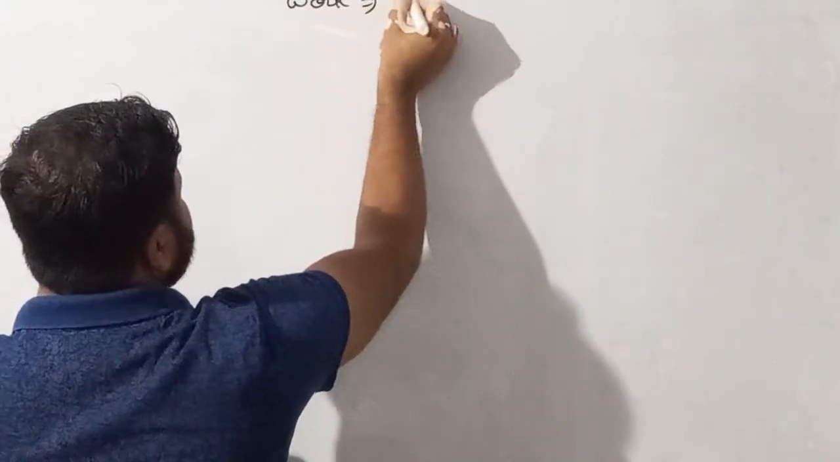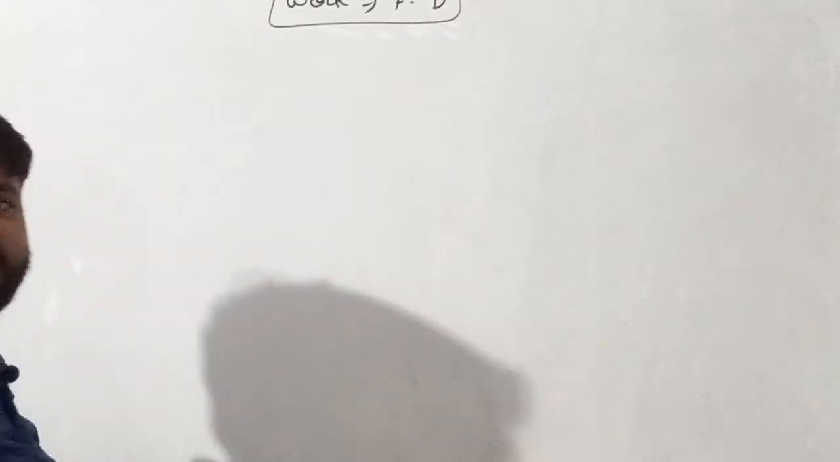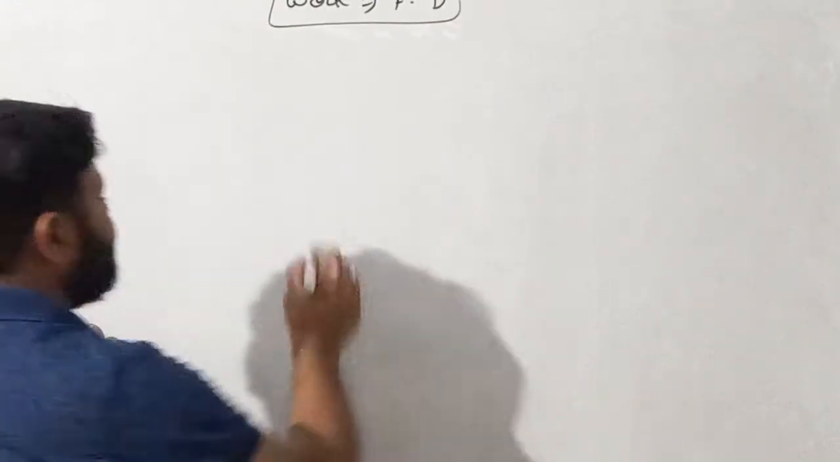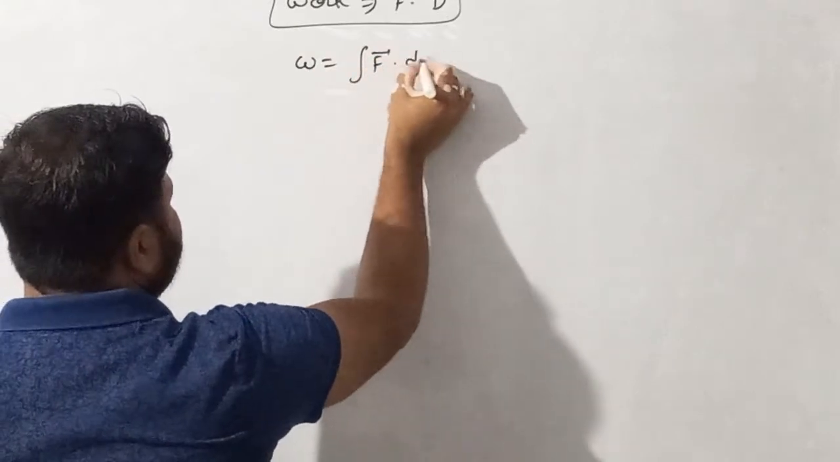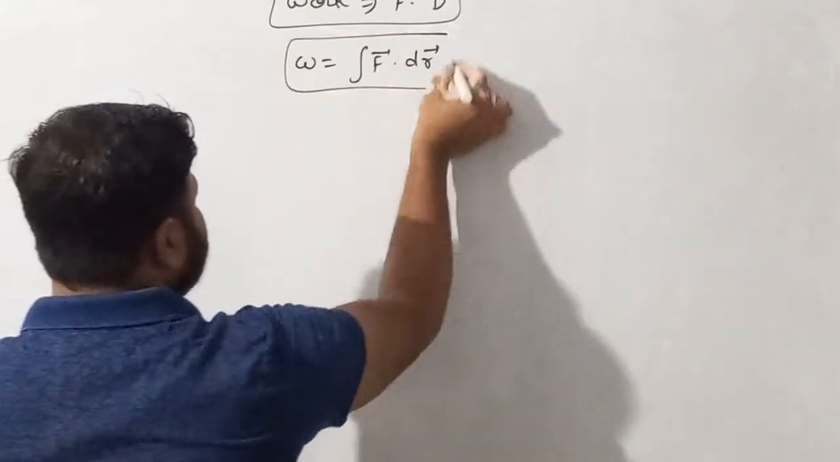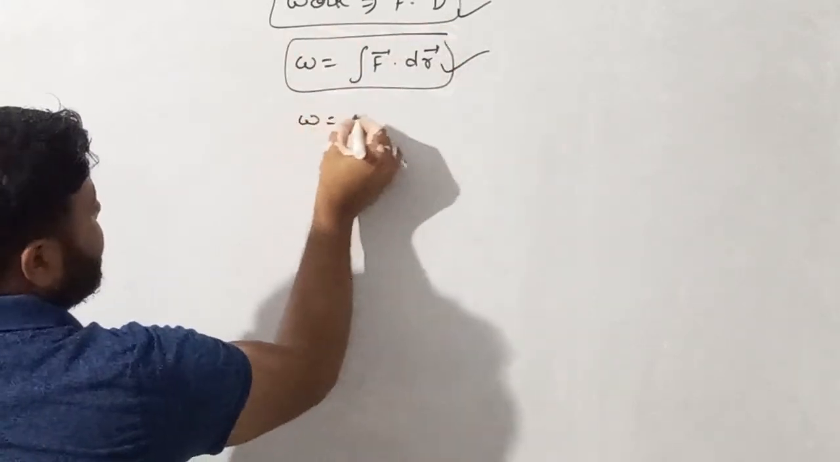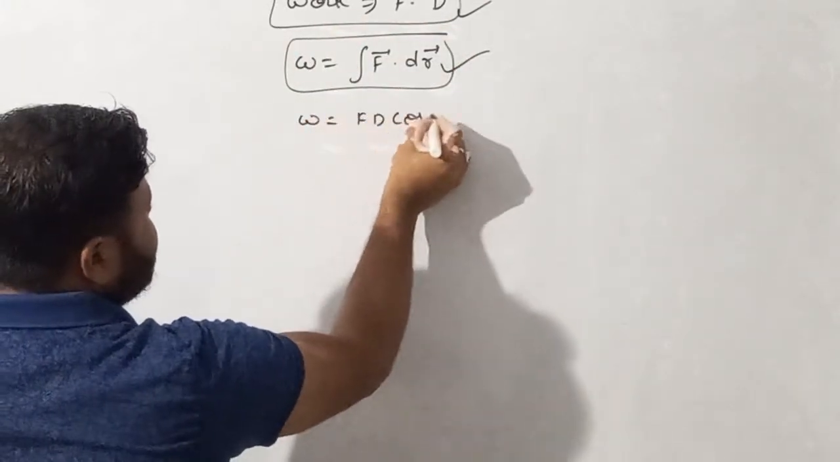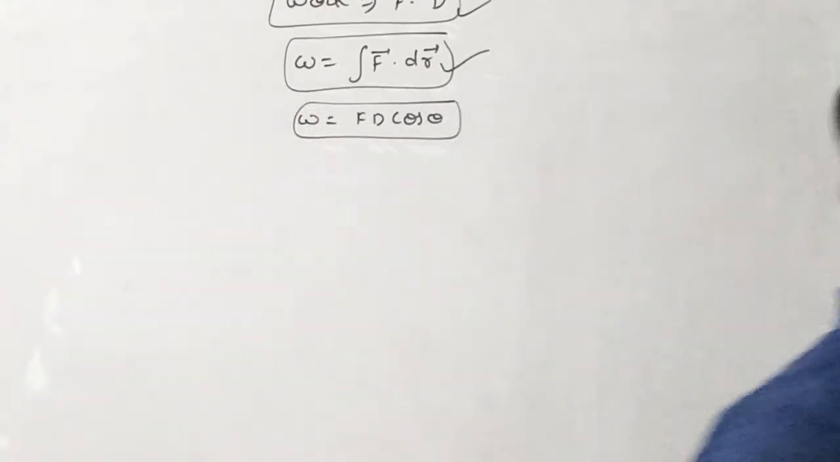In last lecture we discussed the basic information of work. Work is basically force dot displacement, and there is one more formula for finding work: the integral of F vector dot dr vector. We have two different formulas. If I open this formula, we get Fd cos theta, where theta is the angle between force and displacement.